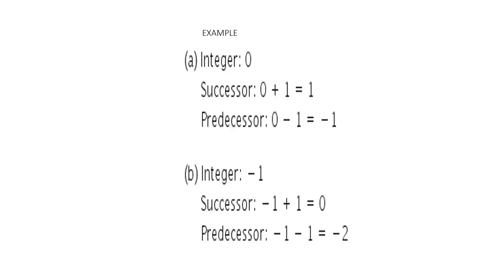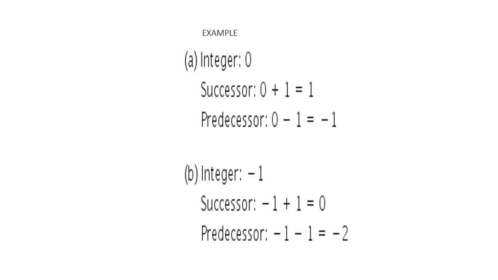How to find it arithmetically? By adding or subtracting 1. Let's consider an integer 0. We have to find its successor. 0 plus 1. We know that it's 1. Predecessor: 0 minus 1. Now you know to add and subtract integers. One is positive, other is negative, so it will be subtracted. 1 minus 0 is 1. 1 is greater. It is having negative sign. So it will be minus 1. So predecessor of 0 is minus 1.